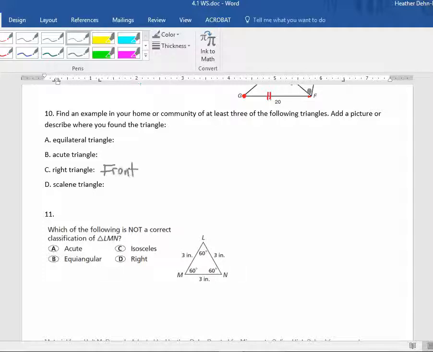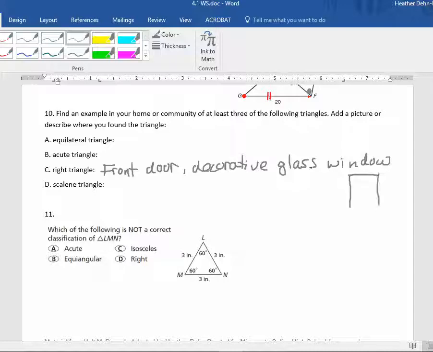I think I'd just say front door decorative glass or window or something. And it has little right triangles. It kind of looks like this. I think I have a picture of it somewhere else in the course to show an example of. But the corners have these little bevel glass things. I don't know. So those are the right triangles. But it would be neat if you could add a picture too.